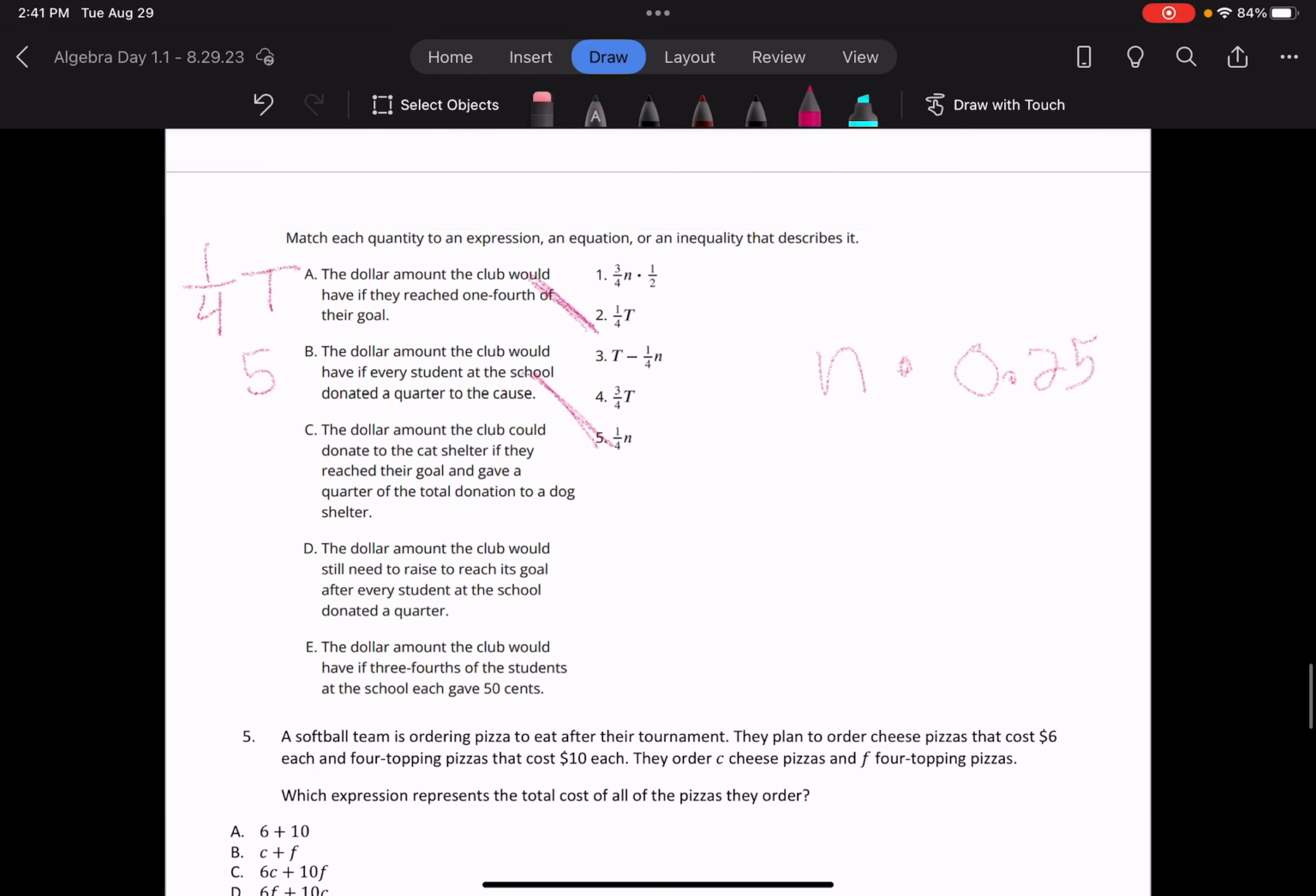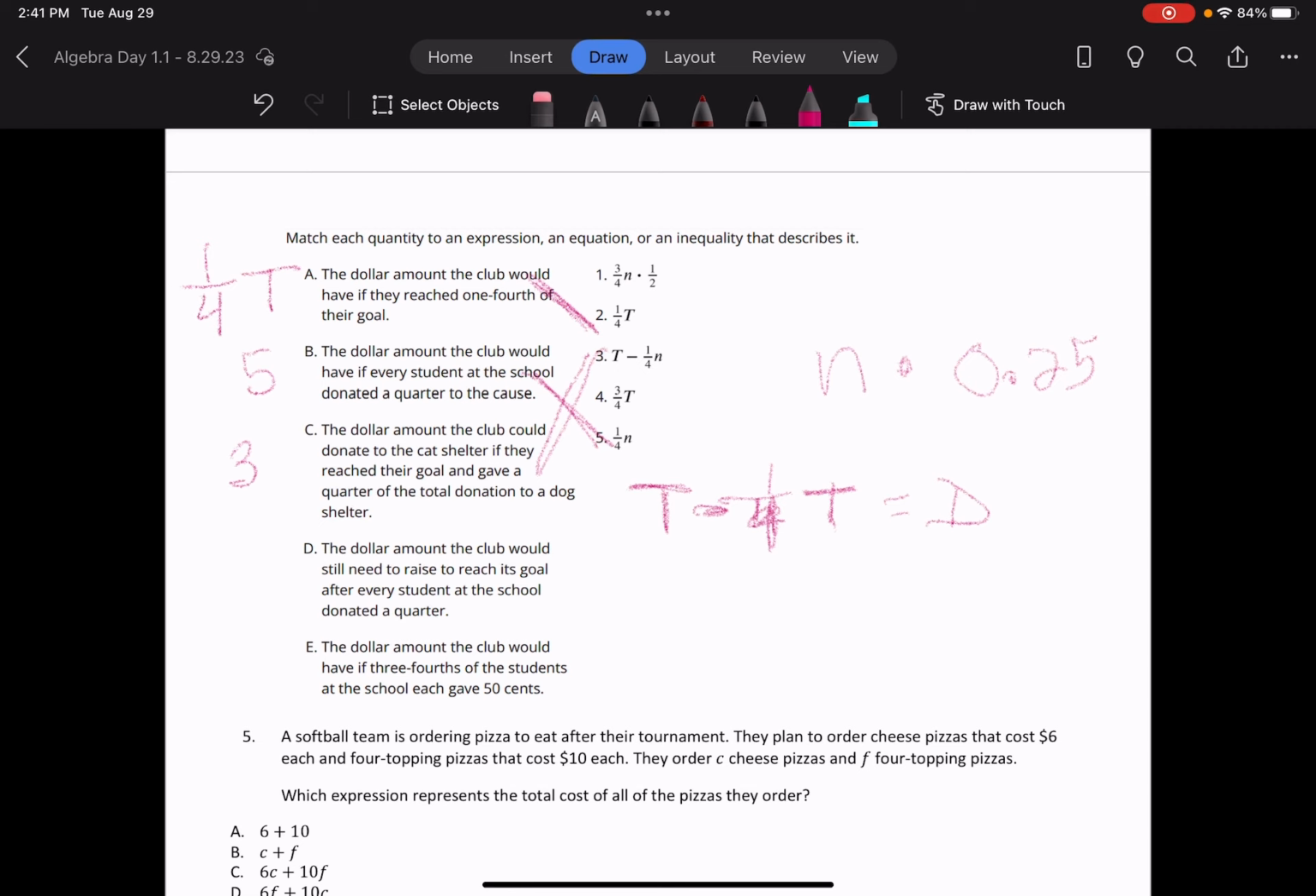Letter C says the dollar amount the club could donate to the cat shelter if they reached their goal and gave a quarter of the total donation to a dog shelter. So the total amount is T, right? That's their goal. Now, if they give a quarter of that to the dog shelter, we would have to subtract from that. So T minus a quarter of the total will give us the cat shelter amount. Okay, so in this case, this matches very nicely with number 3.